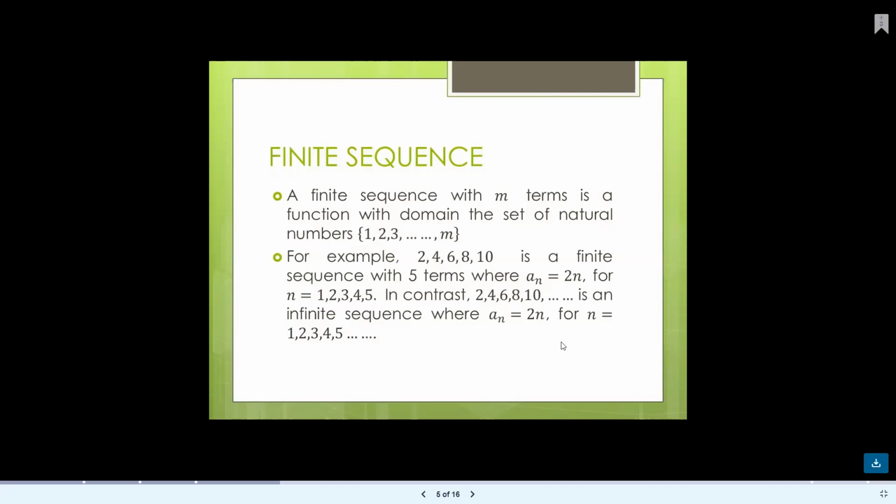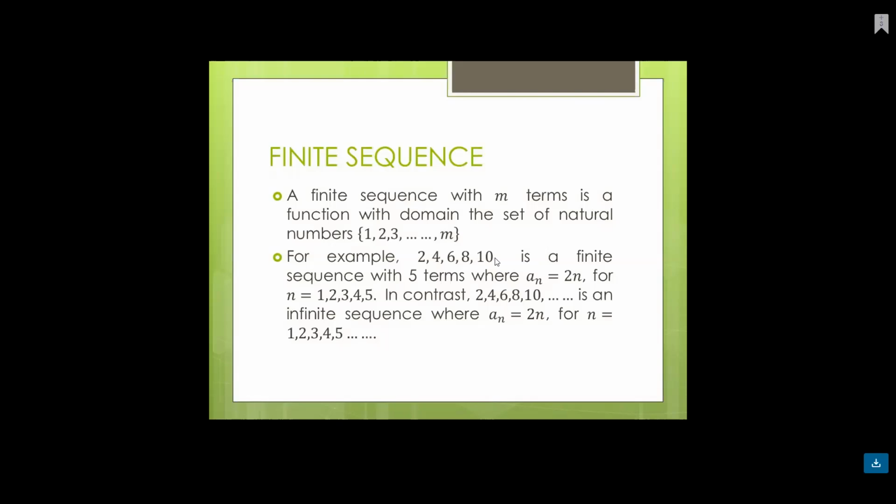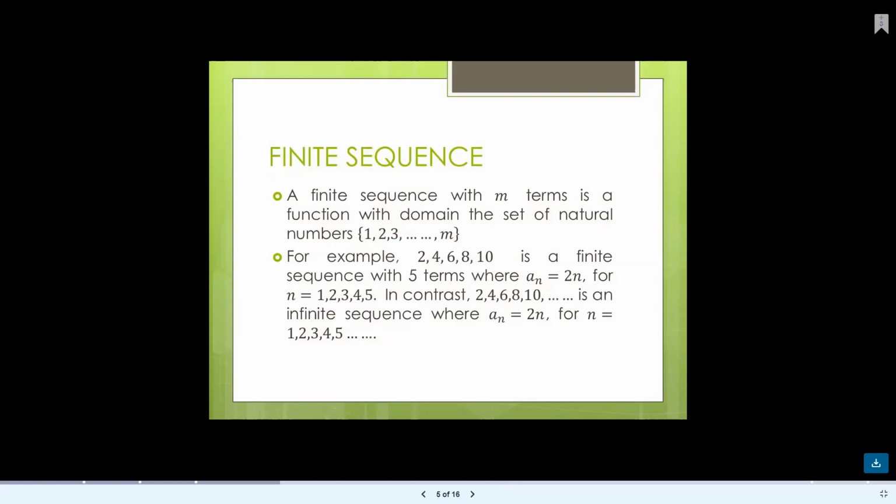So you don't want it to go on and on and on. I don't know if they put some dots here, but I think they meant it must stop at 5. Oh, they're saying it here, yes. If you go on and on and on, this is an infinite sequence, and the value of n goes on and on. But here, 2, 4, 6, 8, 10, and you stop there, right? So you have a finite set of numbers as contrasted with an infinite set of numbers, right?